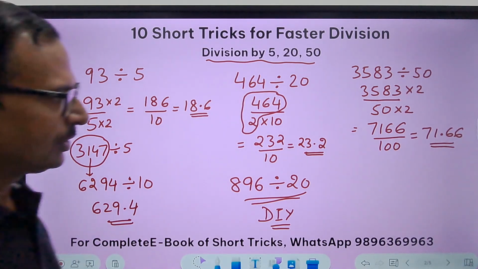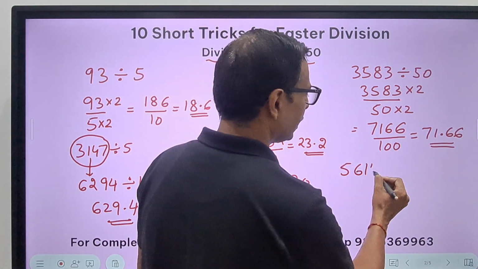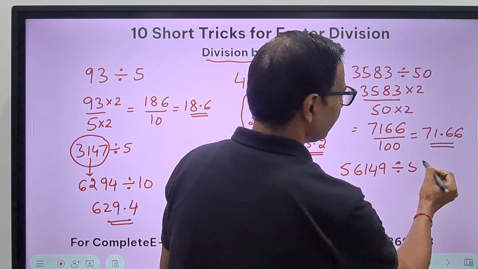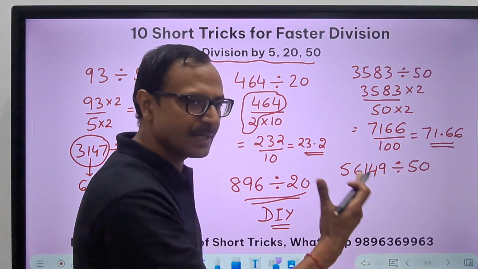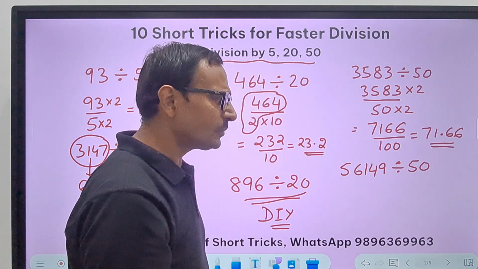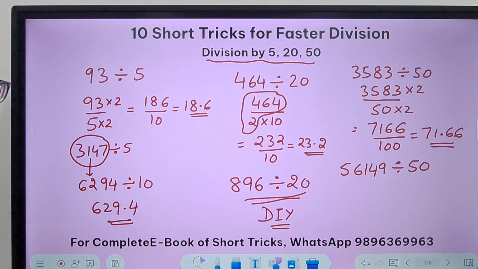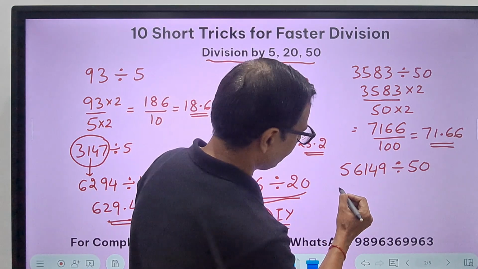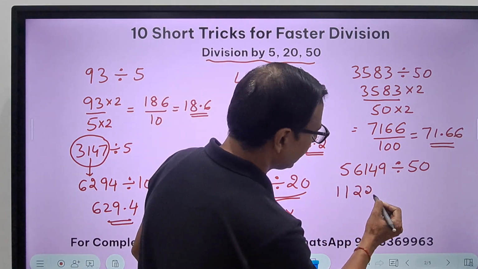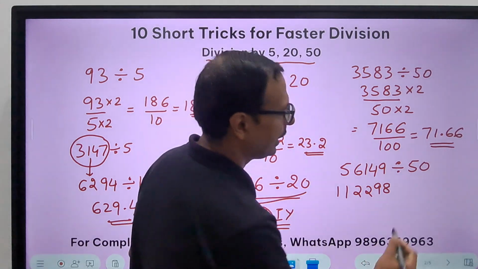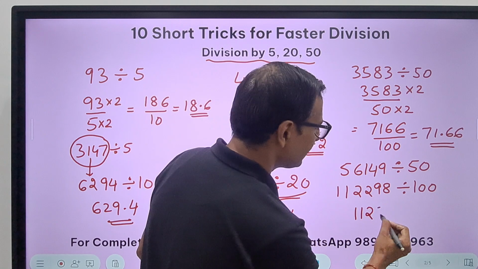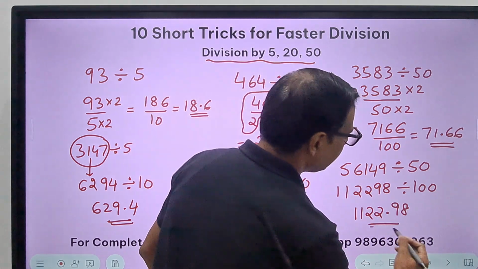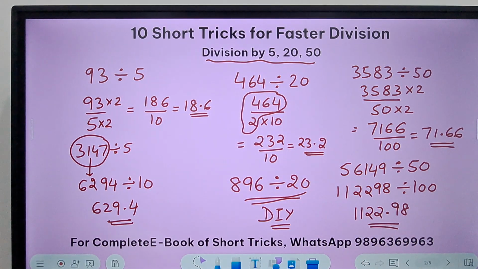Let's take a big number now. 56149, and I need to divide this by 50. So what did I tell you? You have to double it, right? Doubling of this is actually multiplication by 2. So either you can do it directly or you can do it in mind. So when you multiply this by 2, you get 1122, and then 49 becomes 98, and then divided by 100. So what will be your answer? Just put the decimal. 1122.98 will be the quotient. Now you can check using the calculator.